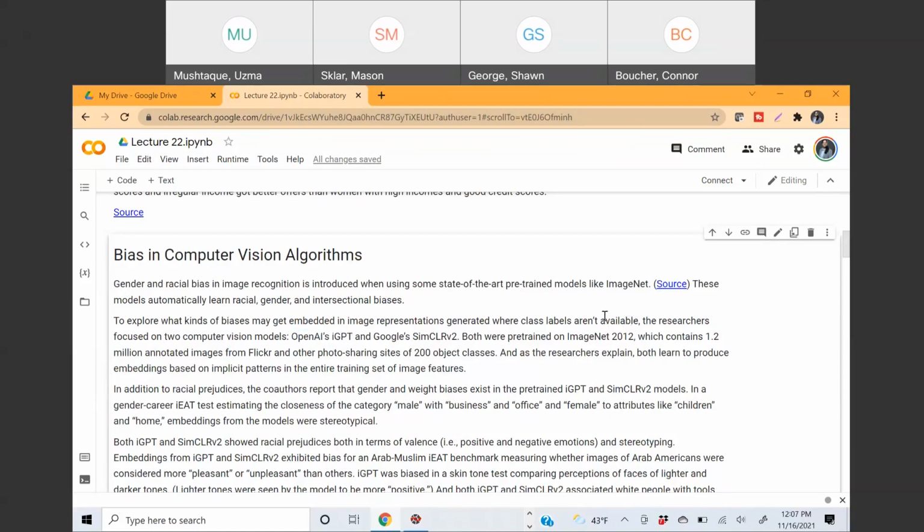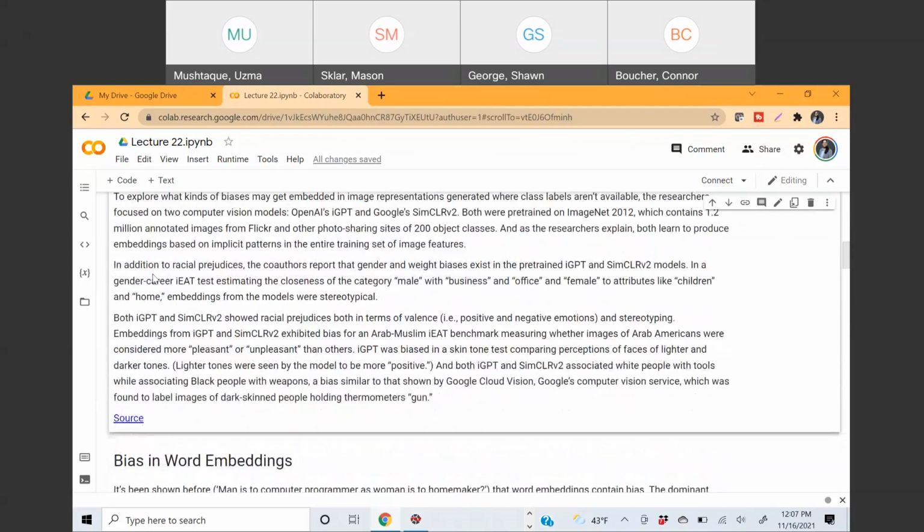The things that were found in these two models, OpenAI's iGPT and Google's SimCLR v2, both are built or trained on ImageNet. And obviously these have already annotated images, so they have labeled data, and then you have to train on that. There were racial prejudices, there were gender biases. For example, when they were trying to cluster certain words, there was a huge gender bias in the way male and business and office came together, and then family and female and children came together. So those kinds of biases were there.